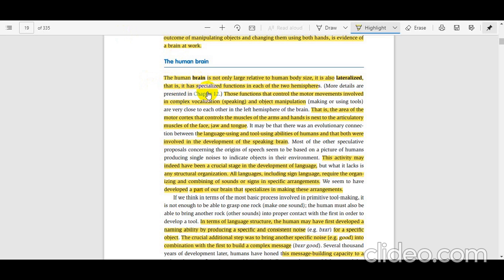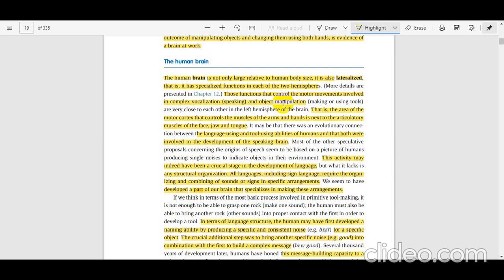Now, when we talk about the lateralization of the human brain, we talk about how each of the hemispheres is responsible for functioning with some features that are different from the second hemisphere. Now, those functions that control the motor movement involved in complex vocalization. Vocalization means here the ability to speak or to produce speech, and object manipulation, which means to make or use the tools.